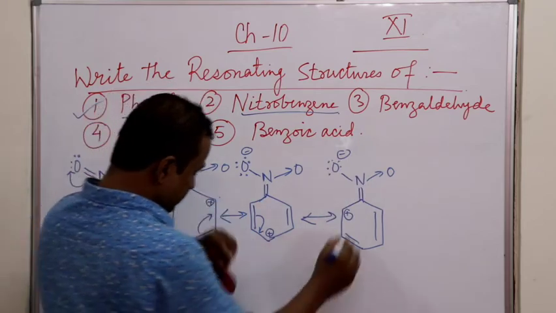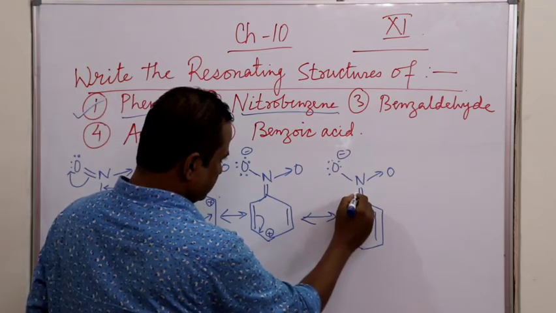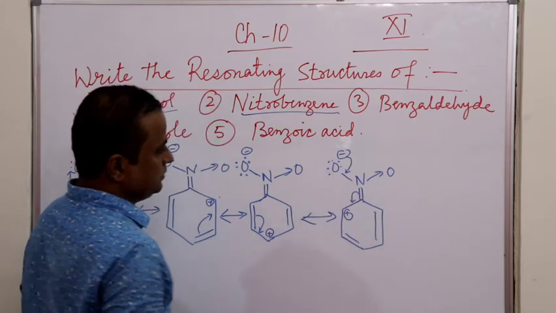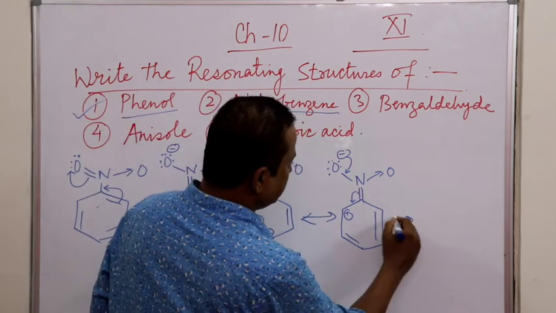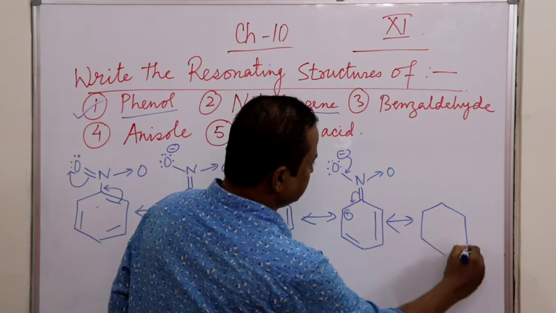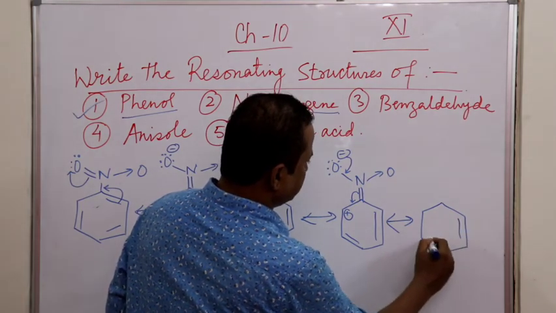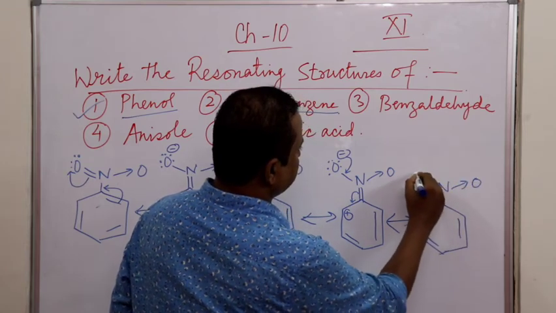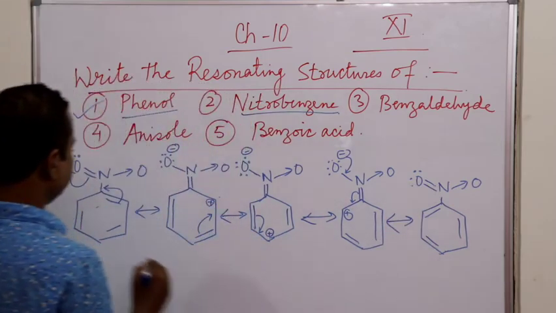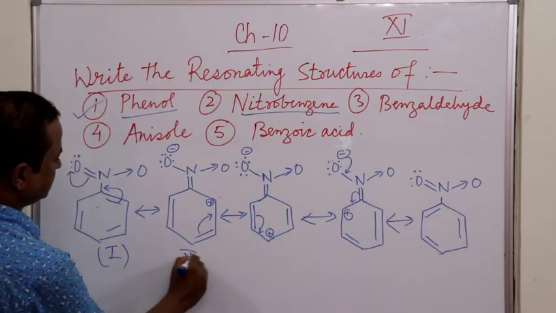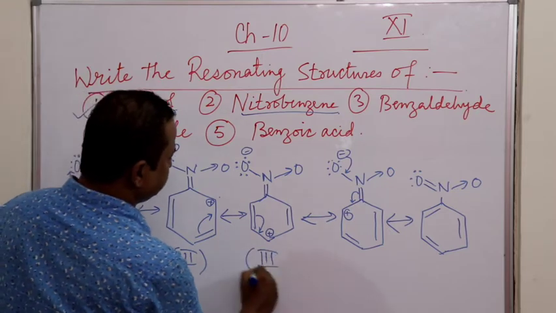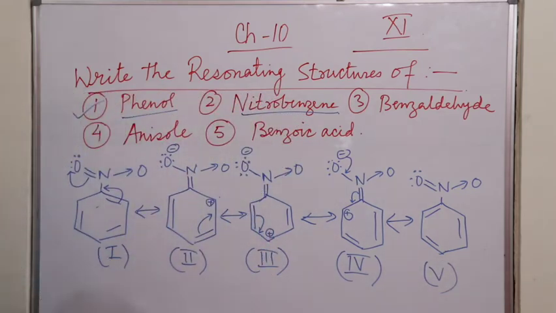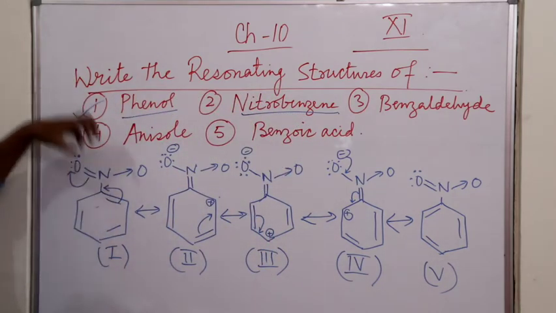Same, and finally this has to come here, and this minus charge will give electron here to satisfy the valency, and finally we will have a structure where the bond position will change. So these are the 5 resonating structures of nitrobenzene. Okay, so this shows minus R effect because it is taking away the electron density.